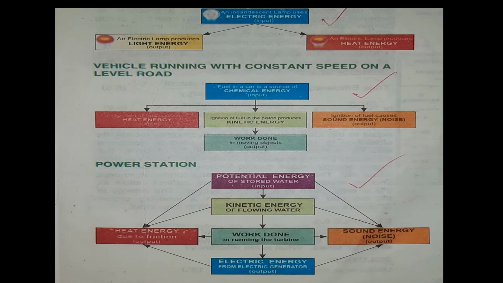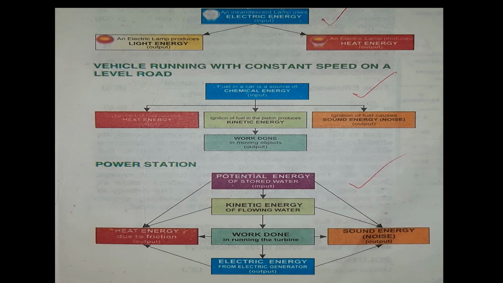And the second is the vehicle running with constant speed on a level road. In the car, fuel is the source of chemical energy. It is the input form of energy, and the car engine produces heat energy, kinetic energy, and sound energy, the noise definitely, and the last, the kinetic energy is converted into useful work done. And the third one, last, the power station.